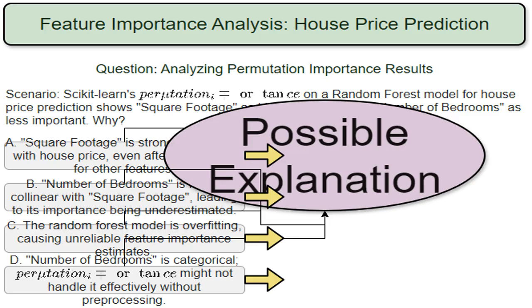It could be a combination of the strong correlation between square footage and house price, the possible collinearity between square footage and number of bedrooms, the possibility of overfitting, and the method used to handle categorical features. I'm excited to have considered all these factors in my analysis.